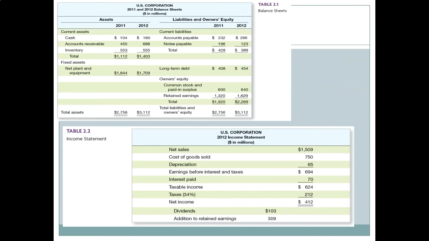Dividends comes from the income statement. It's down at the bottom. It's part of net income. Dividends paid out to our equity holders in 2012 was $103 million. So $103 million was generated by the firm and paid out to its equity holders.